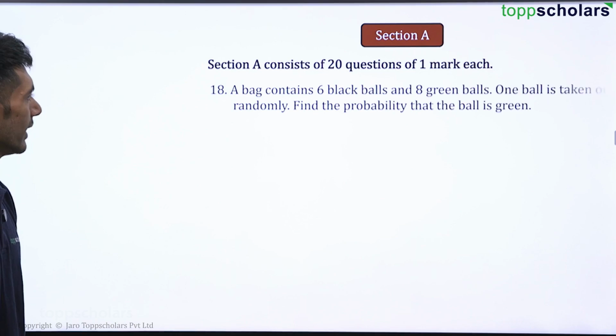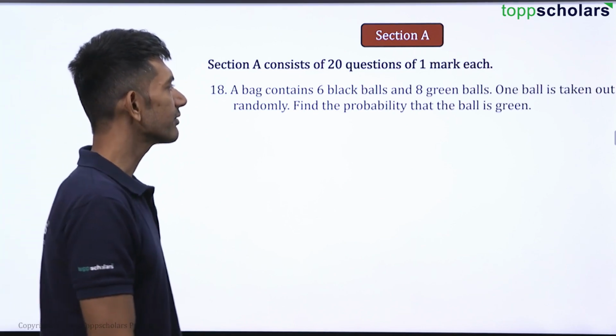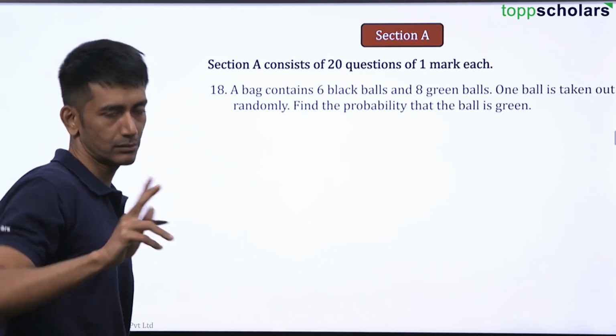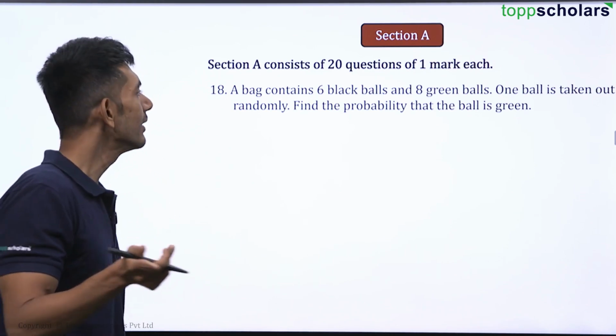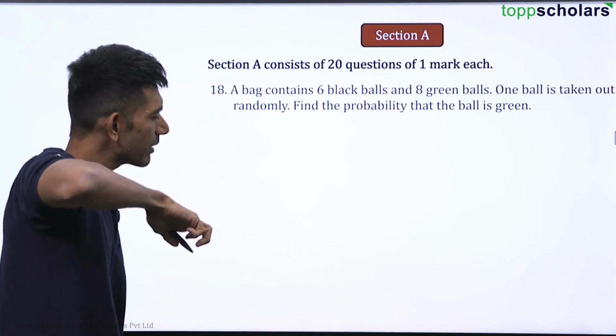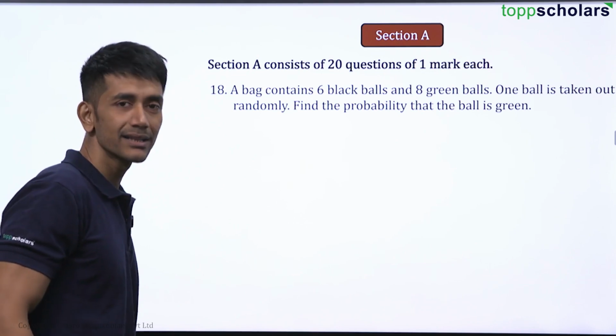Clear? Let's have a look at a new question. It says a bag contains 6 black balls and 8 green balls. So only two types of balls are there. One is black ball, other is green ball. One ball is taken out randomly. Find the probability that the ball is green.